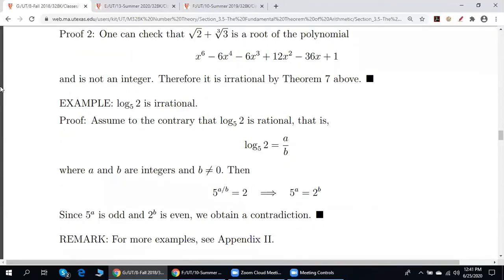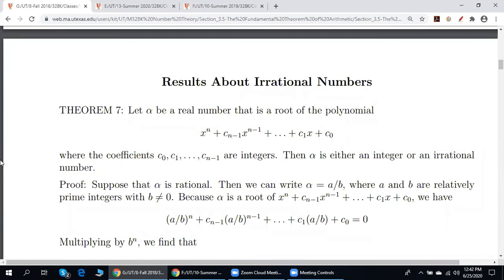Oh, I do have a question. Yes. If a number is an integer or a rational number, that does not mean that it is a root of a polynomial of that form. A polynomial of this form? No, absolutely not.